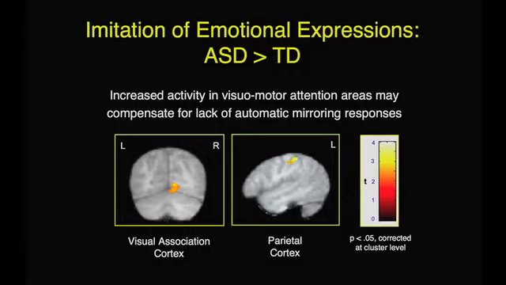Okay, so how did they do it? Well, going back to the point that I mentioned earlier, there can be additional neural strategies that you bring on board, and indeed, this is where the kids with autism show greater activity than their typically developing counterparts. And these are two regions in the visual association cortex and in the parietal cortex that are important for visual motor attention. So the notion is that the kids could actually do that imitation task quite well by paying extra attention to what they were seeing and translating that into a motor plan that would produce the same facial expression. So they had to do it this way because they didn't have that implicit mechanism going for them.